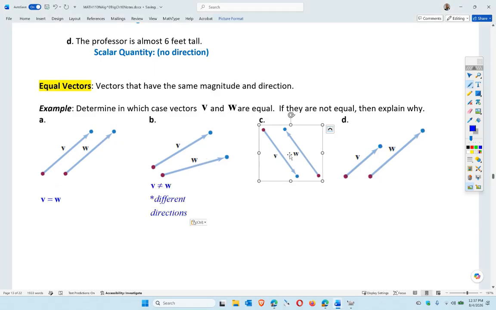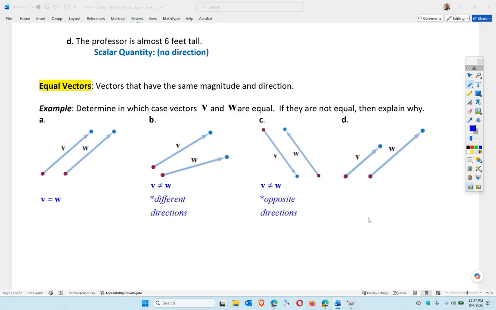These are the same length, the same magnitude, but they're going opposite directions, so those are not equal. And the last one, those are the same direction, but they're different in magnitude. One is almost double the other one. I don't know exactly what it is, but it's definitely not equal.